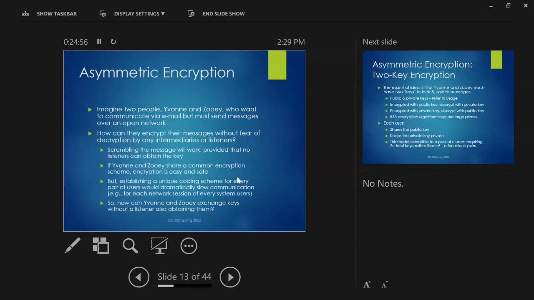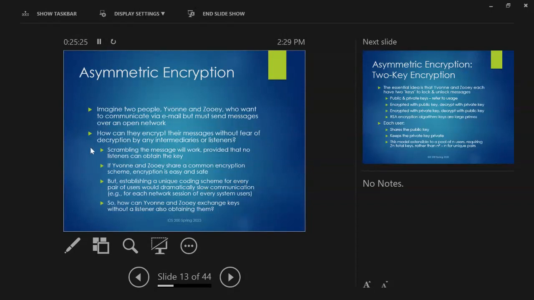Okay, next thing. Suppose we have two people named Yvonne and Zoe, and they want to communicate through email, but they have to send all of their messages over an open network. So how can they encrypt their messages without fear of decryption by any intermediaries or listeners? Because remember, Yvonne and Zoe are only communicating by email, right? So if they're going to have some shared scheme for how the encryption is going to happen, they would have to send that over the email as well.